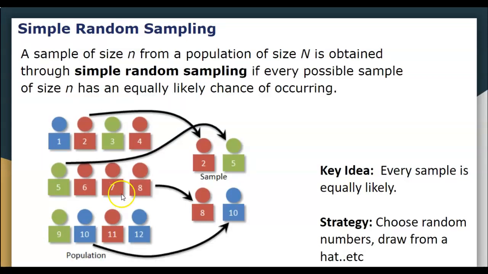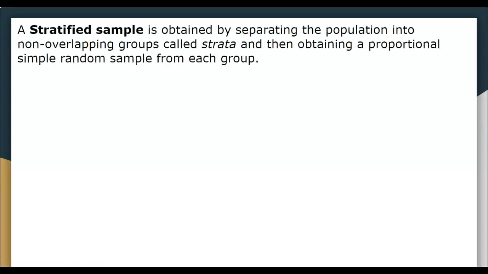Other sampling methods, we have stratified, systematic, and cluster. So let's start with stratified sampling. Stratified sampling is obtained by separating the population into non-overlapping groups called strata. In other words, a stratified sample is a simple random sample of different divisions of the population.